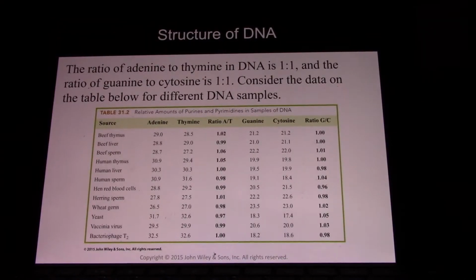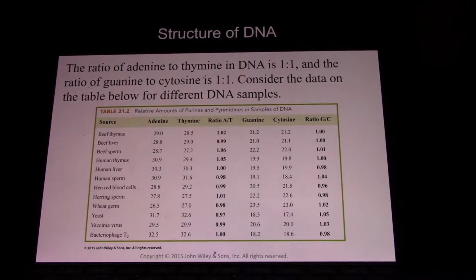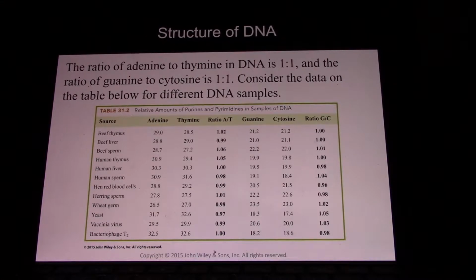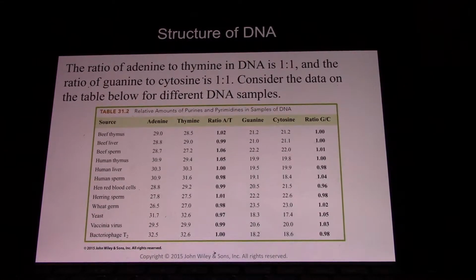The ratio of adenine to thymine in DNA is 1:1. A always pairs with T. T always pairs with A. And those were from Chargaff's rules. He realized that those numbers were always the same. Likewise, guanine is always equal to cytosine. Cytosine is always equal to guanine, because G always pairs with C. C always pairs with G.